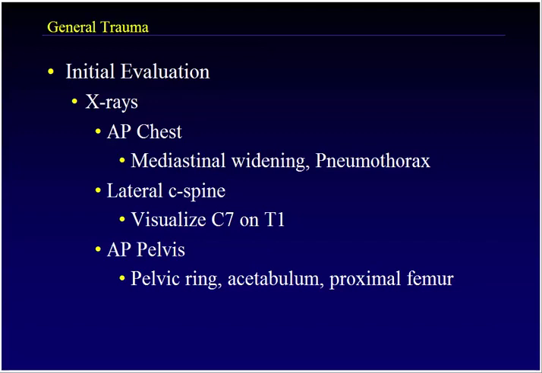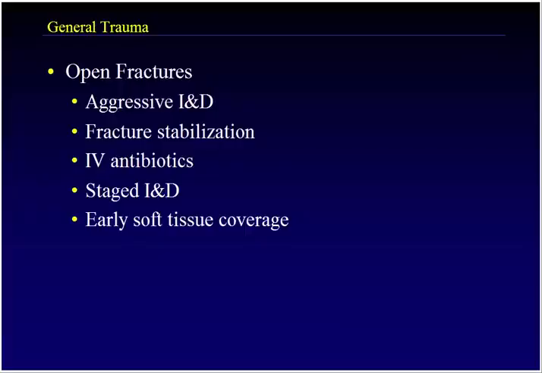And then on the AP pelvis X-ray, of course, you're looking for a potentially life-threatening pelvic ring disruption. So you want to focus on the pelvic ring as well as the acetabulum and both proximal femurs. So you can really glean a lot of information about your patient from just these 3 radiographs. Open fractures, we covered that pretty extensively yesterday.